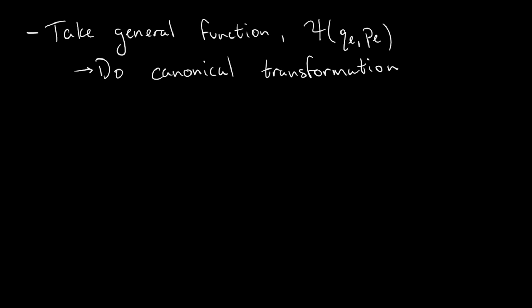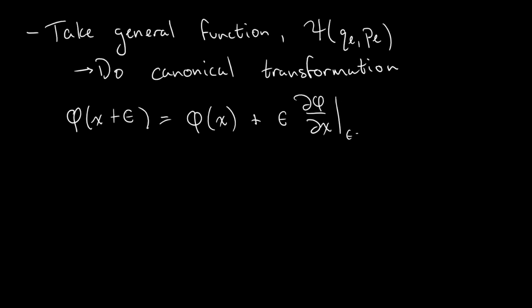In particular, we can use the rule for expanding a function to first order in epsilon. Namely, if I have some function phi of x plus epsilon, this is going to be equal to phi of x plus epsilon d phi dx at epsilon equals 0, plus higher orders. This is just a Taylor expansion in a small parameter. That's all I've done here.